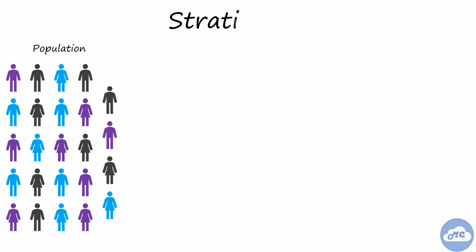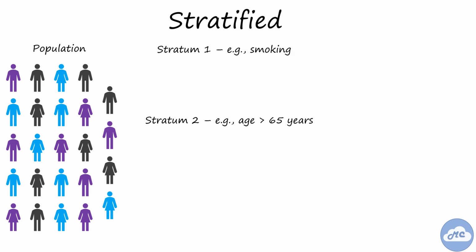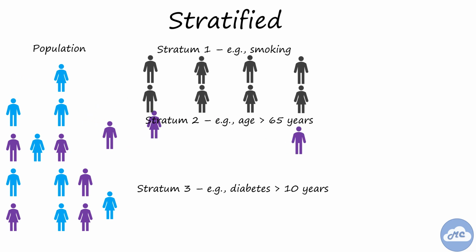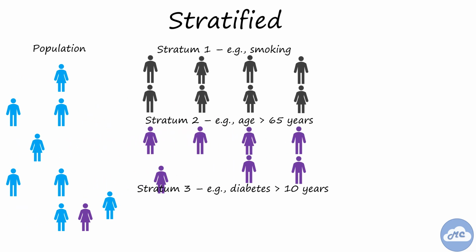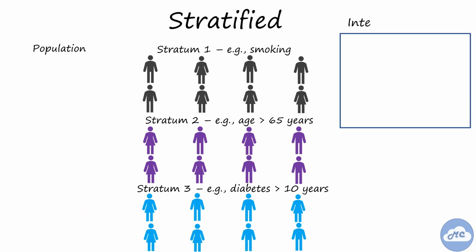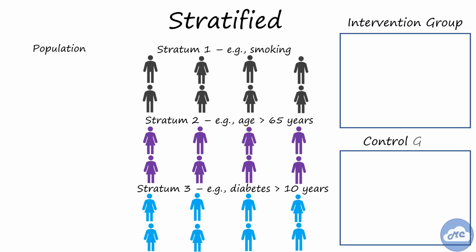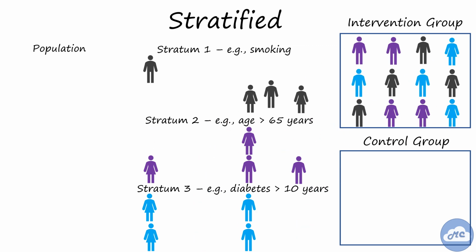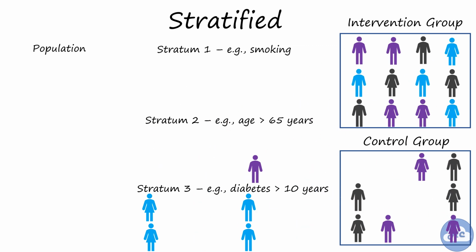With stratified randomization, participants from a population are grouped into strata based on a clinical feature that can influence or confound the outcome. Example strata include smoking status, a particular age cutoff, or duration of a disease such as diabetes. Participants are then randomized from each strata into the intervention or control group. This will ensure that the confounding variables are evenly distributed between the groups.